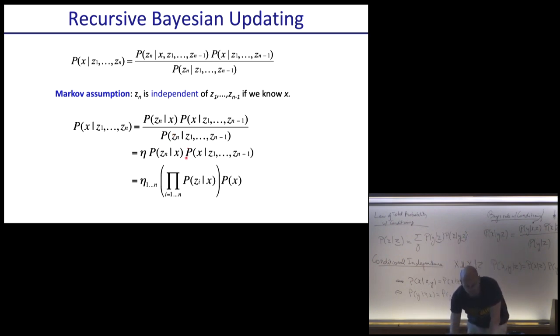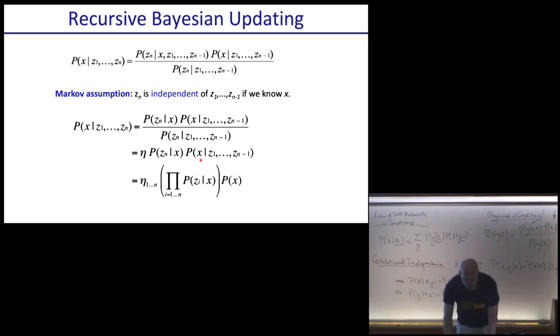We can apply this repeatedly to the idea we just saw, that this becomes Zn given x, p of x given all the previous ones. There's nothing specific about Zn, and we'll see we get a product over all zi's given x times the prior over x. And so now all we need is that sensory model for each sensor given x. We multiply probabilities together, and we get our posterior distribution.